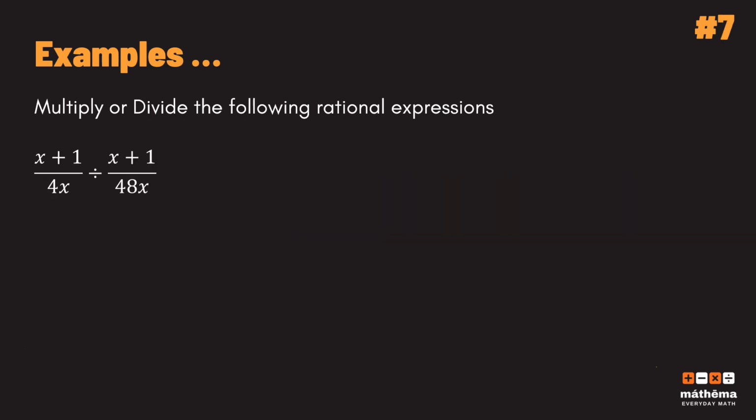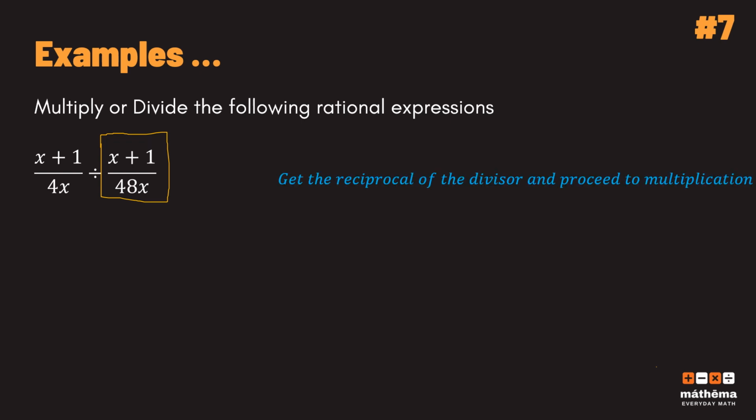Next example. Divide x plus 1 over 4x by x plus 1 over 48x. Again, first thing to do is get the reciprocal of our divisor. So this will become x plus 1 over 4x times the reciprocal of this one, which is just equal to 48x over x plus 1.